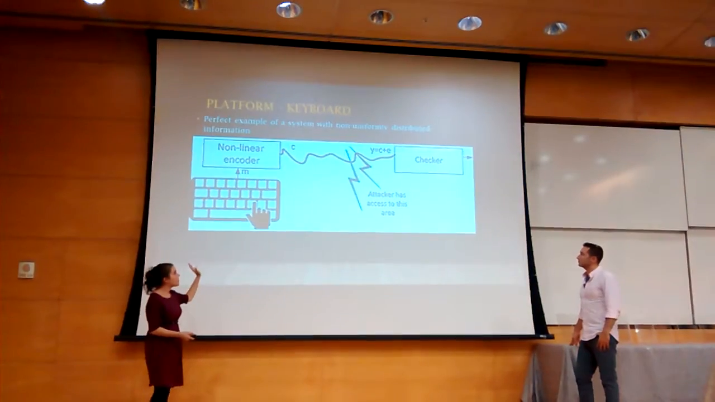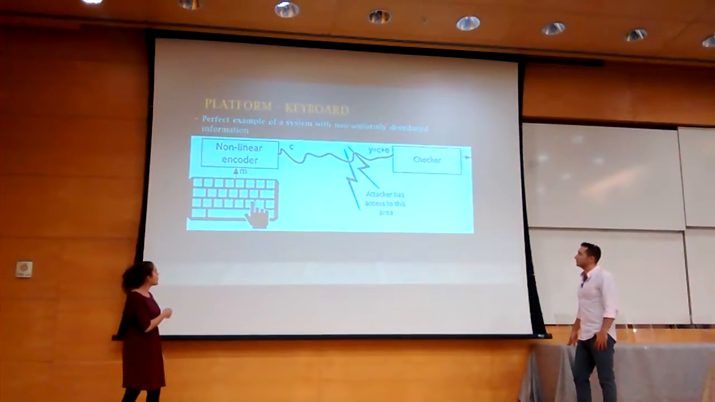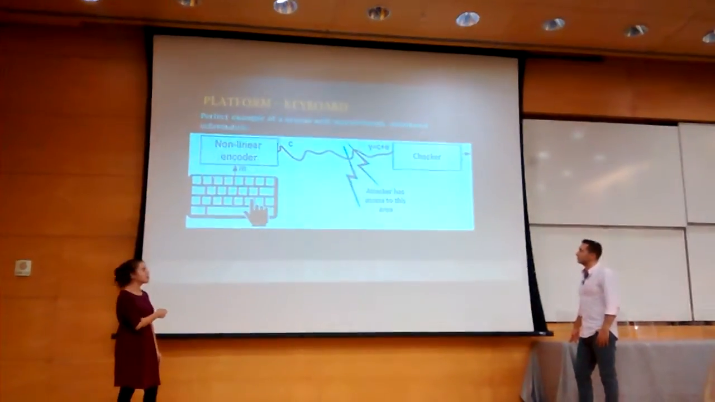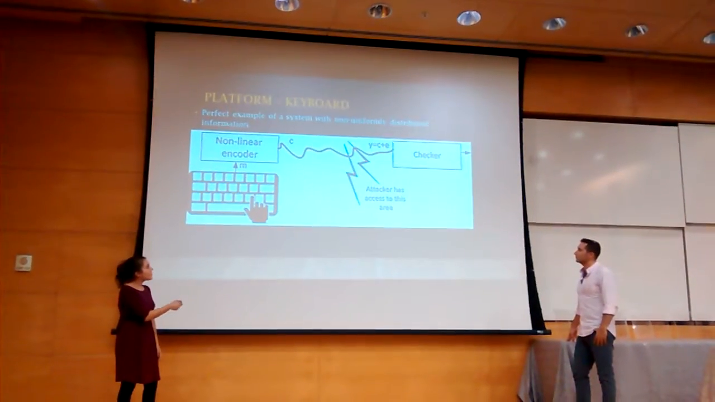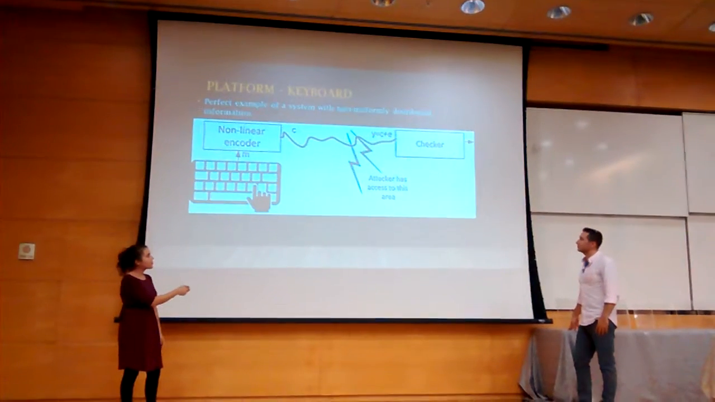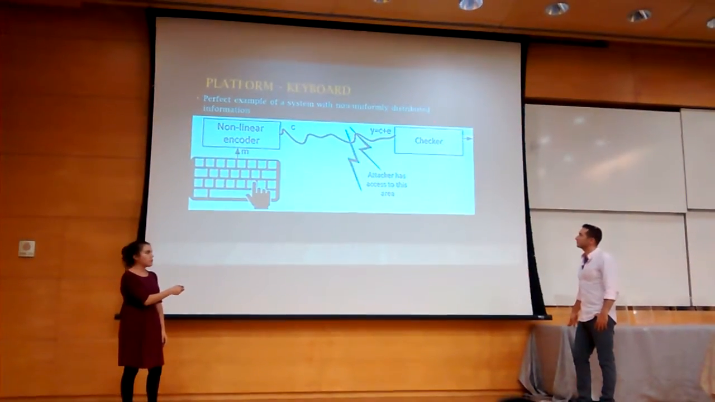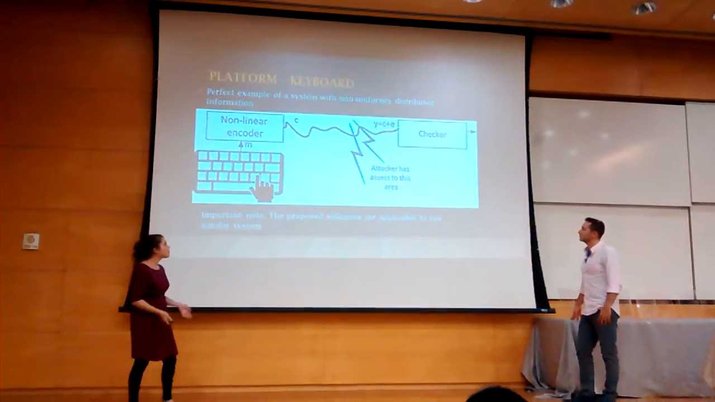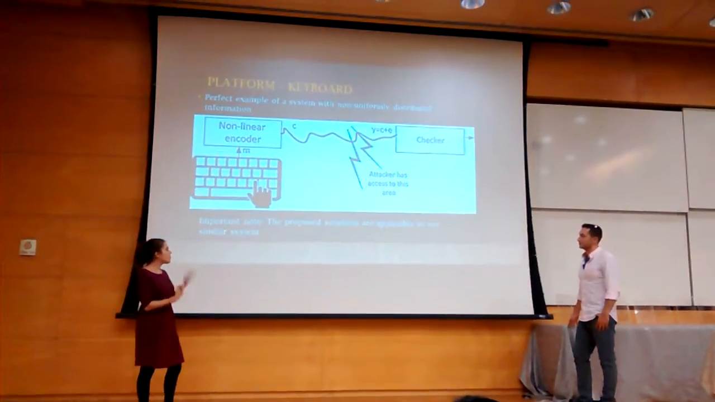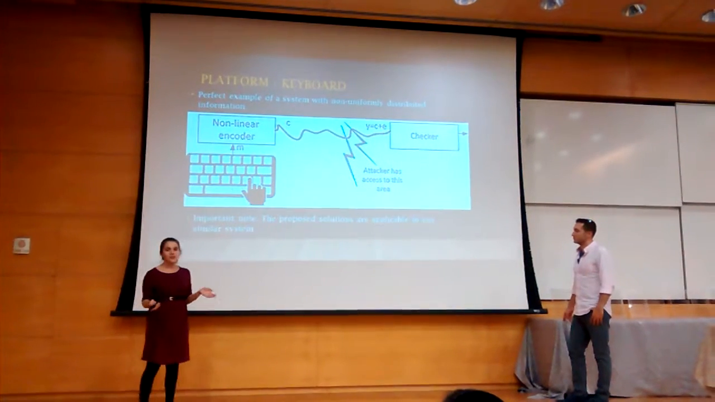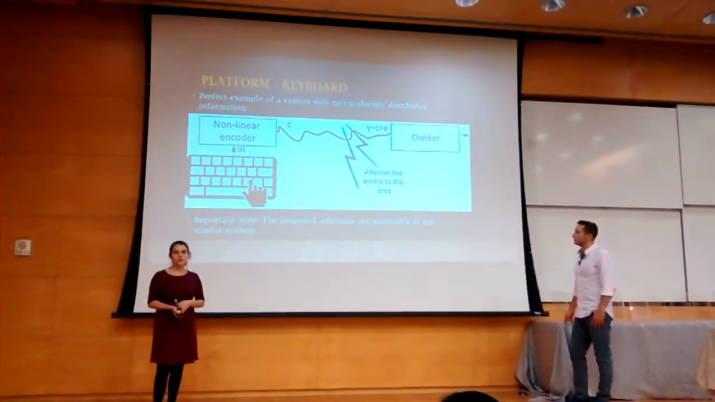And this is the diagram of what we do. The user types in the letters. Those letters are then encoded using the process we just described. And the attacker can attack here and insert an error, changing what was broadcast. Now, it's important to note that although we use the keyboard, we can use the proposed solutions in any system with non-uniformly distributed information.